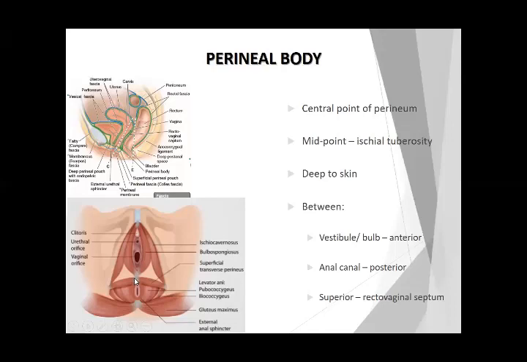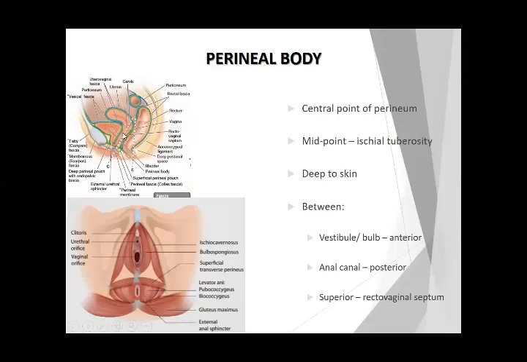So, if you look at it carefully, it is placed posterior to the vestibule of the vagina and anterior to the anal opening. So the perineal body has the vestibule of the vagina anterior to it, and the opening of the anal canal posterior to it. And of course, this is the perineal membrane, and this is the perineal body over here.